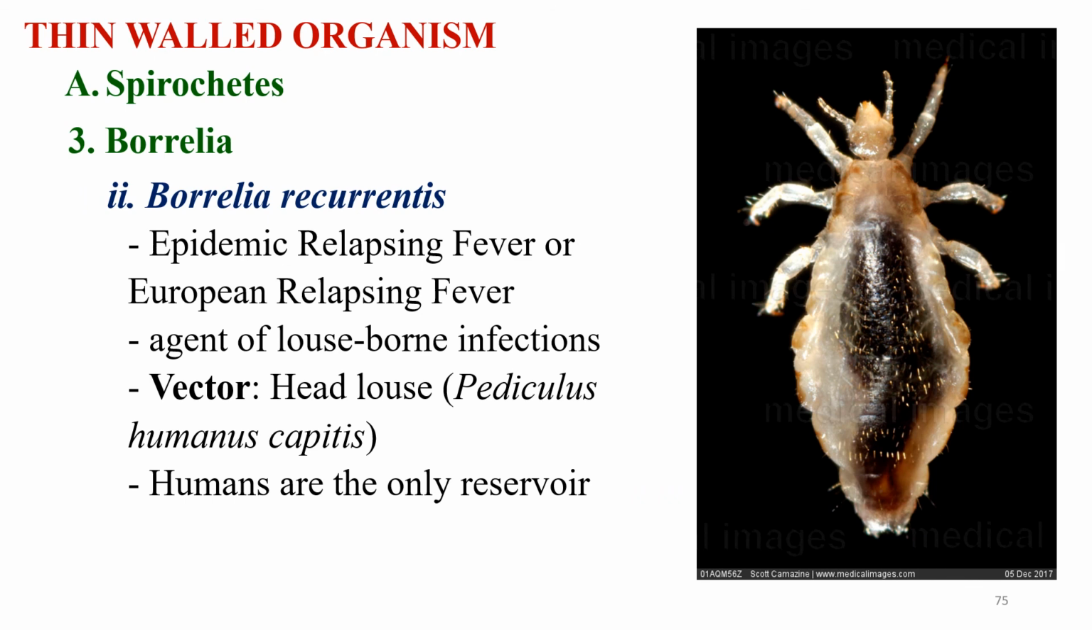Borrelia recurrentis is a species of Borrelia, a spirochete bacterium associated with relapsing fever. B. recurrentis is usually transmitted from person to person by the human body louse. Since the 1800s, the body louse has been known as its only known vector.